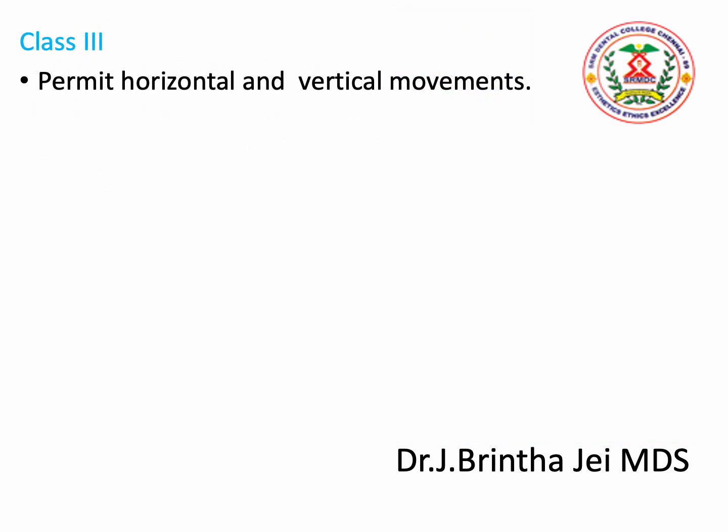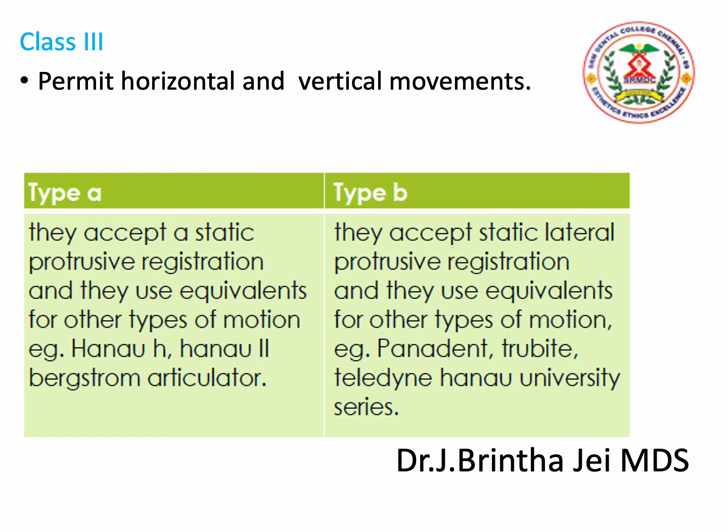Moving on to class 3, here they will permit horizontal and vertical movements. Even this class 3 is subdivided into two types, type A and type B. The type A will accept some static protrusive registration, and also they can use equivalents from other types of motion. So the examples are Hanna articulator, Hanna 2 articulator and Breckstrom articulator.